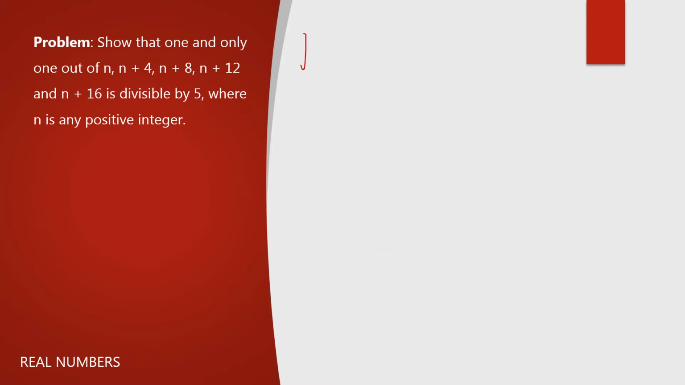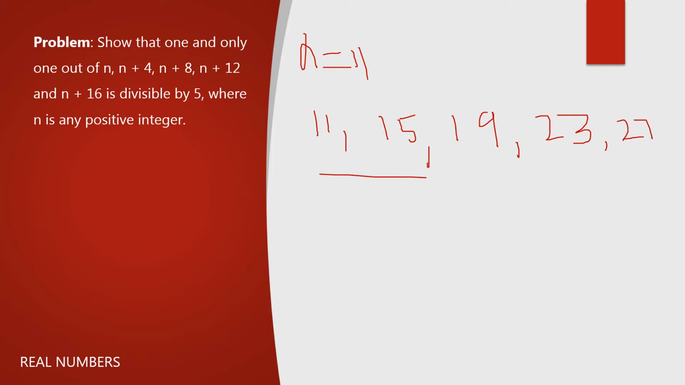Let me take one more example. Say n is equal to 11. Now n plus 4 is 11 plus 4, that is 15. Now n plus 8 is 11 plus 8, 19. Now n plus 12 is 11 plus 12, 23. And n plus 16 is 11 plus 16, that is 27. These are the 5 numbers when n is equal to 11. Here also it is very clear that only 1 is divisible by 5. 15 is divisible by 5, that is n plus 4 only, whereas the remaining 4 are not divisible by 5.